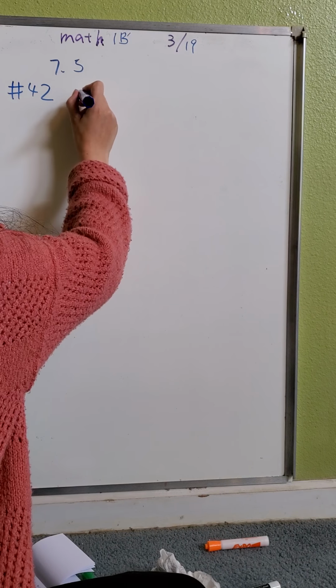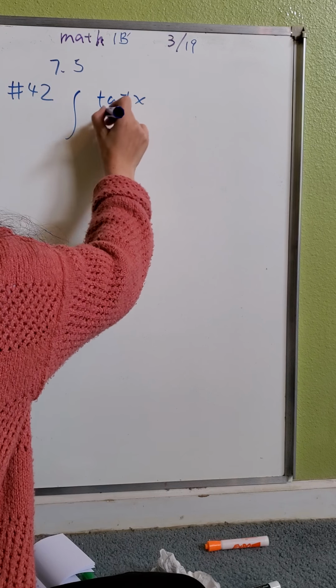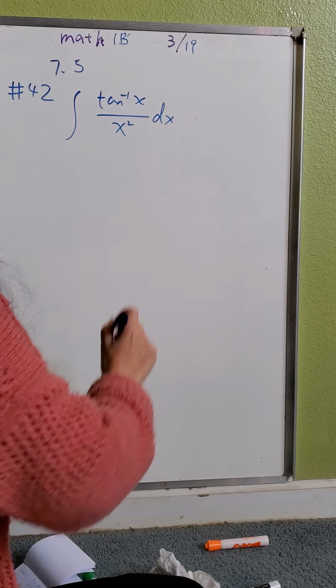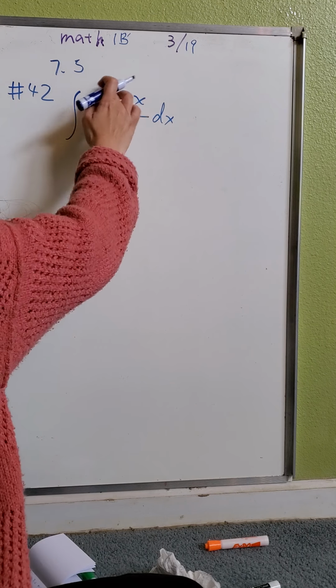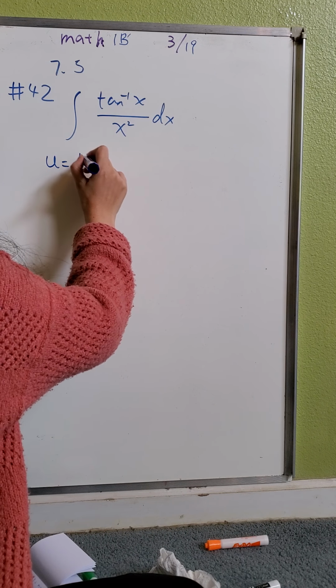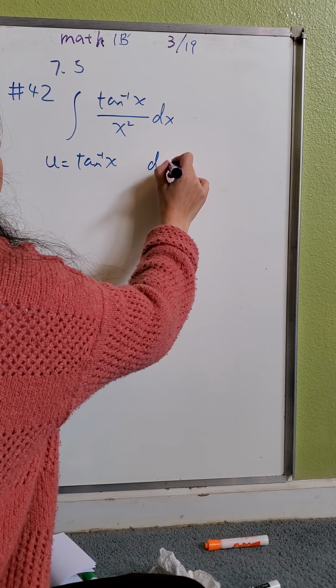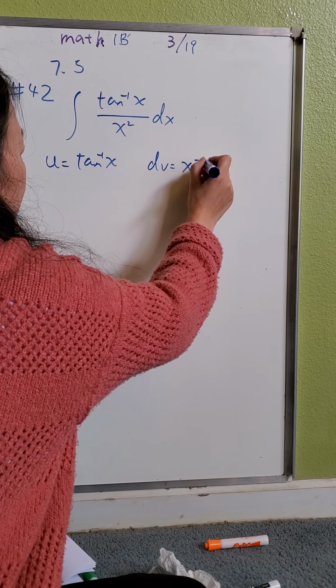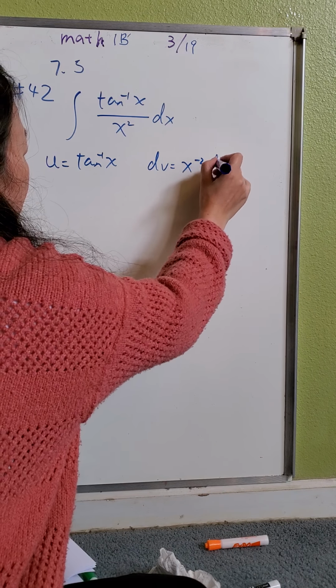Number 14.2: we're going to integrate tangent inverse x over x squared dx. When you see an inverse function, that's always integration by parts. So that's your u. u equals tangent inverse x, and dv equals x to the negative 2 dx. I put it as negative 2 so it's easier to integrate later on. du equals the derivative of tangent inverse, 1 over 1 plus x squared dx. And v equals x to the negative 1 over negative 1, so it's negative 1 over x.